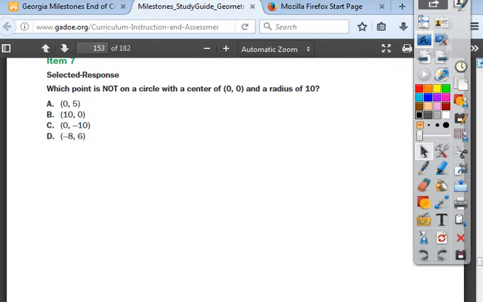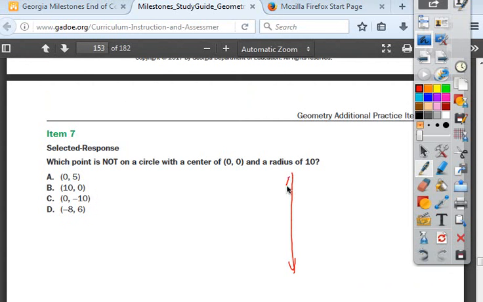All right, look at it this way. Here's my (0, 0). If I go 6 or negative 8 and 6, I got a right triangle, right? 6, 8, 10.